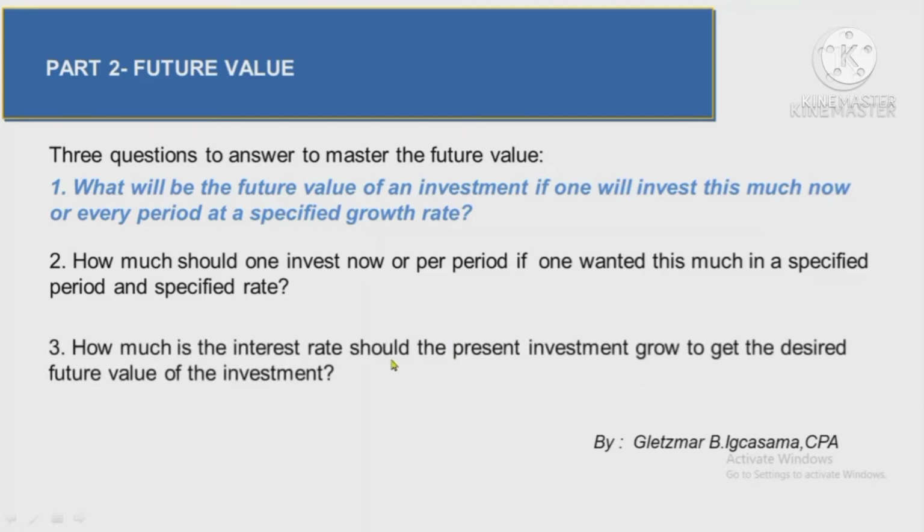In number 3, what interest rate should the present investment grow at to get the desired future value of the investment? In simple terms, the amount available for investment and the desired future value of the investment are given. You just need to find the interest rate so that your present investment will really reach the desired future value. The question number 1 has already been answered in video number 1.